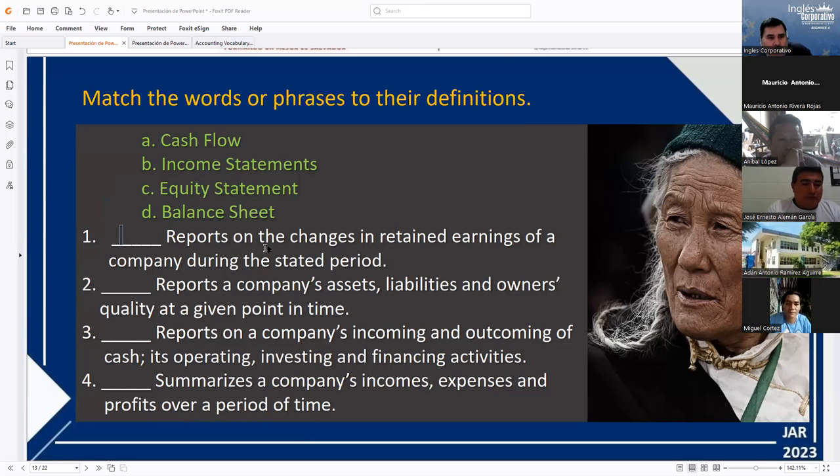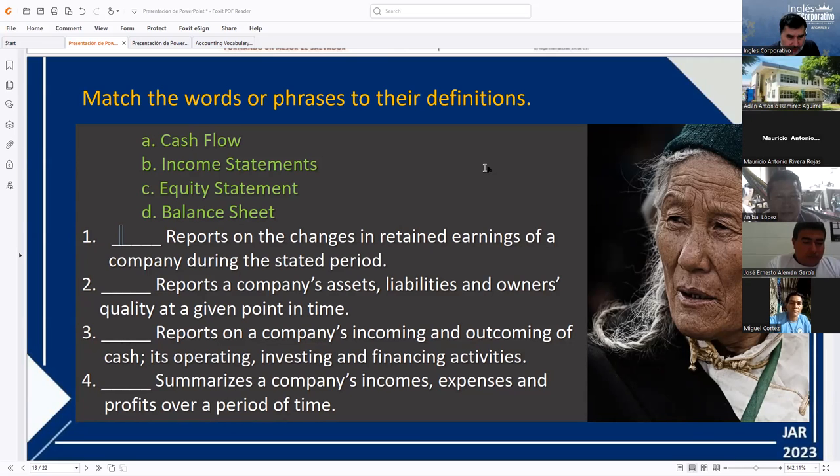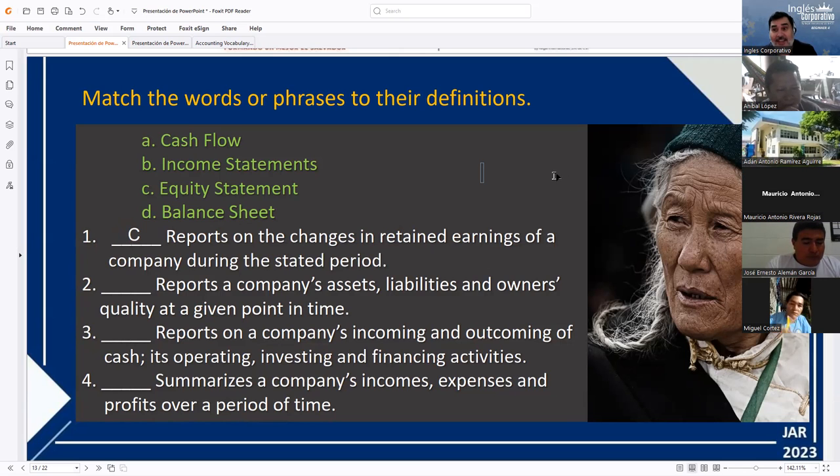Let's see opinions. Which one is number one? Number one is the equity statement, right? So it's going to be letter C. Yeah, I agree, because it talks about the changes in the earnings. Teacher, what is earnings? Earnings are ganancias. But earnings means that you have worked to get them. Much money, teacher, much money.